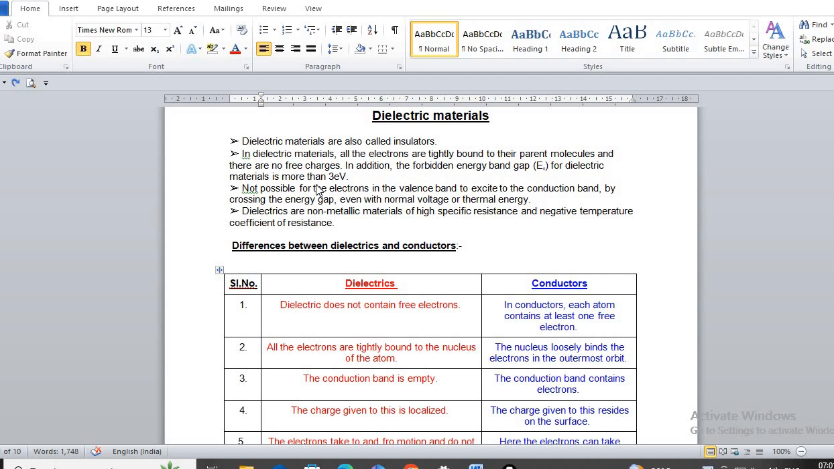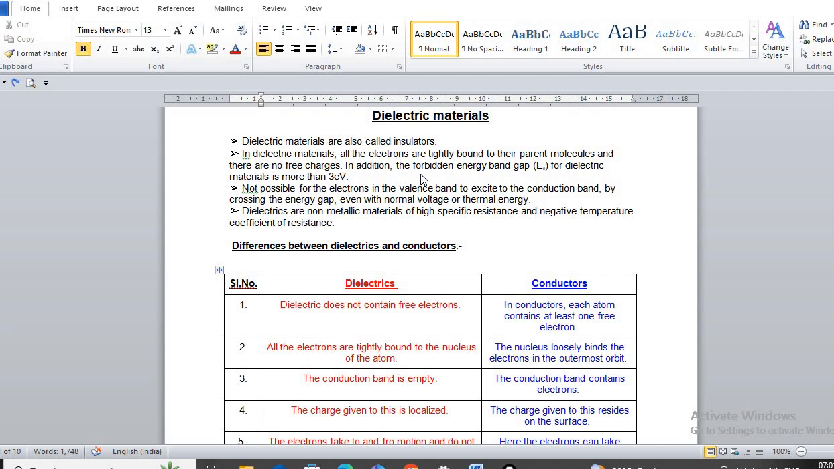So dielectric materials are mainly insulators. They have sufficiently high band gaps, so they are treated as bad conductors. But among these bad conductors, there is a special characteristic of certain materials. They form different dipoles. Due to these dipoles, two polarities, this type of material is known as dielectric material.